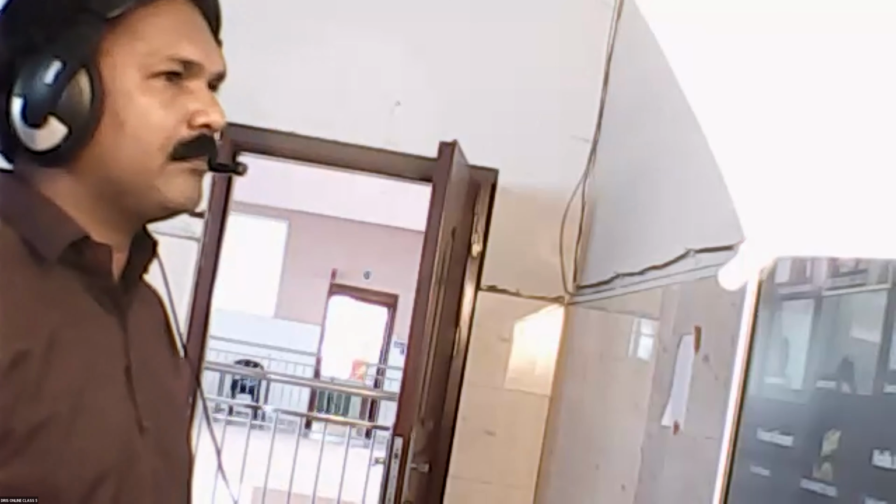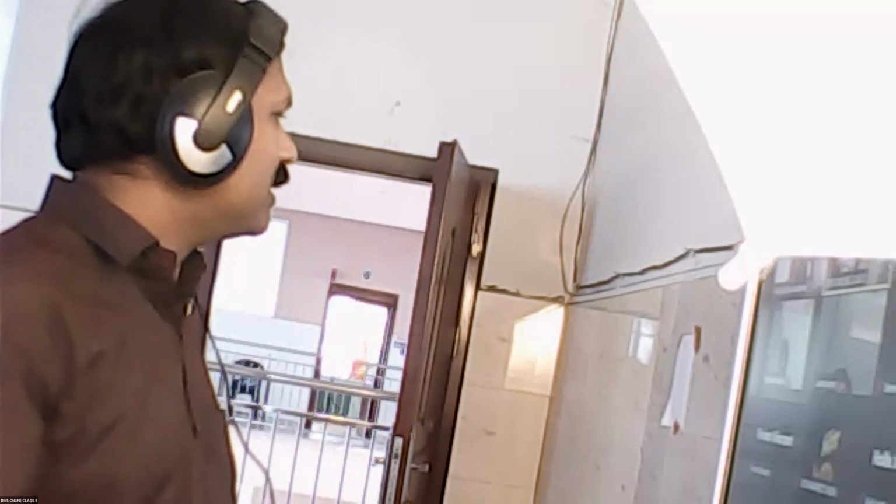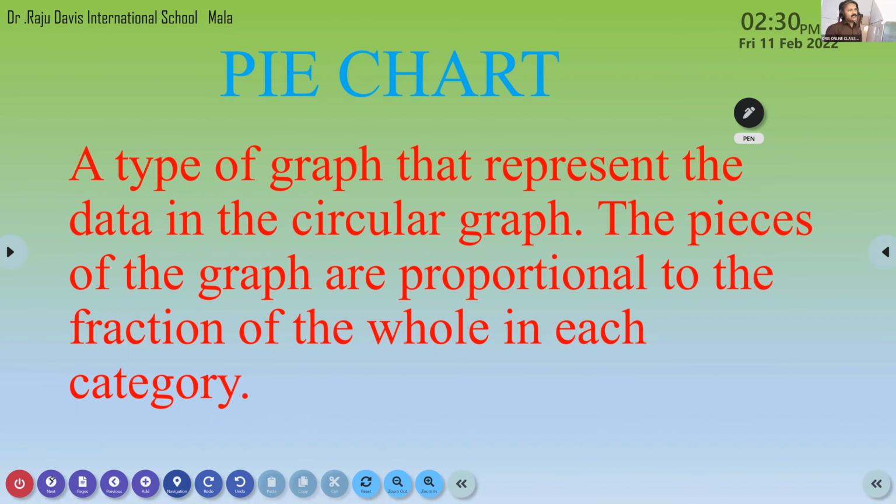How can we explain pie chart? Can you share the screen? Yes. So pie chart is another way of representation. It is a type of graph that represents the data in the circular graph. The pieces of the graph are proportional to the fraction of the whole in each category.